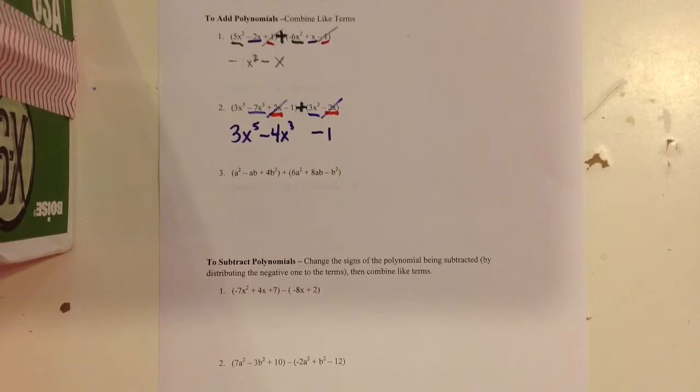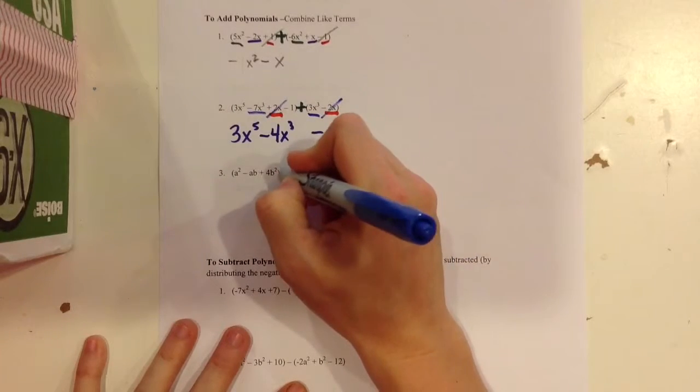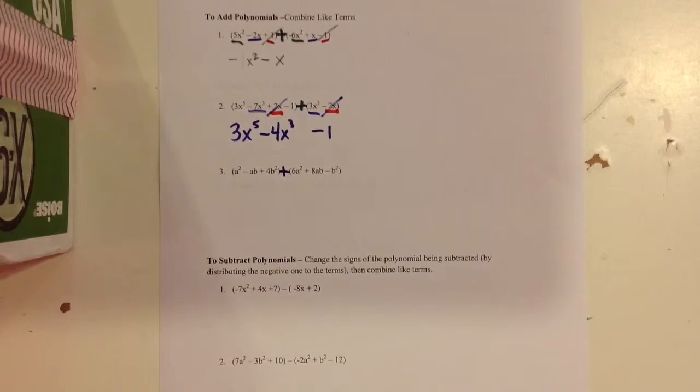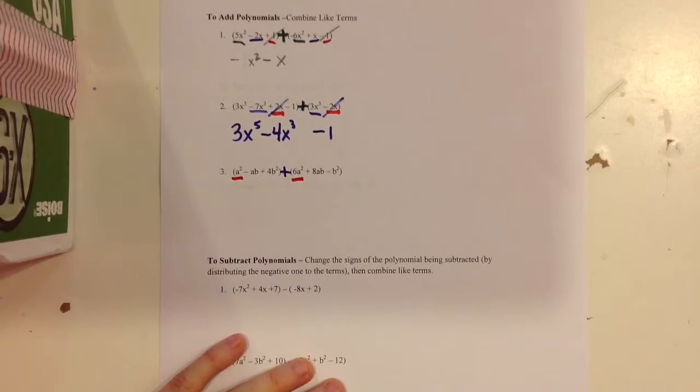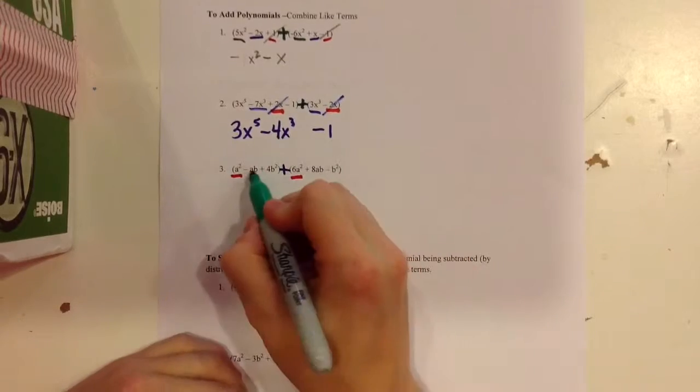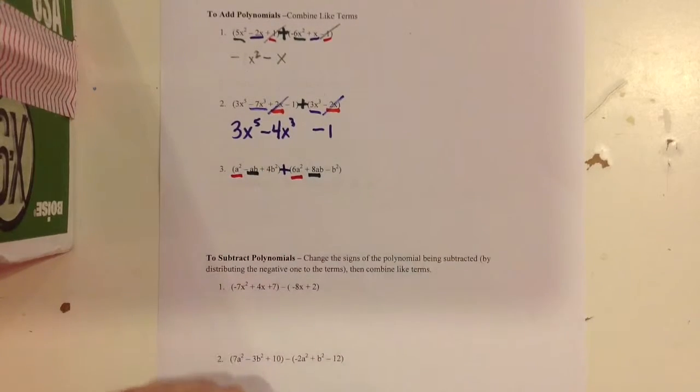All right. The third example, again, I always want to make sure that I have a plus sign in between, and then I want to combine my like terms. So I have an a squared and an a squared. I have an ab and an ab. I have a b squared and a b squared.